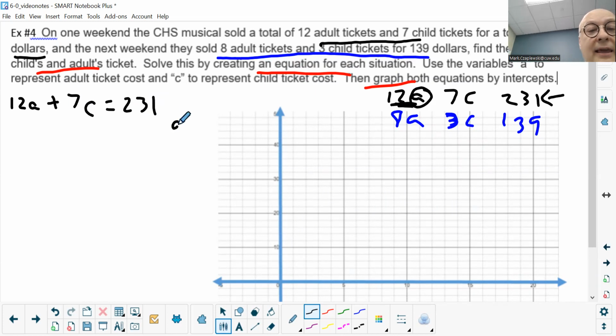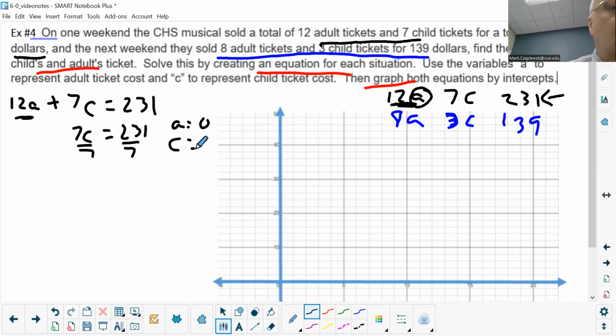We're going to set A equal to 0 and solve. That wipes out the 12A. So you get 7C equals 231, and you divide by 7, you divide by 7, and whatever this answer is, 231 divided by 7 is going to be 33.